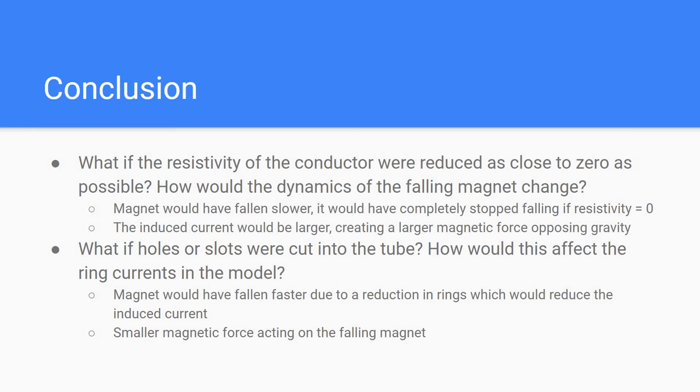If the resistivity of the conductor was reduced to as close to 0 as possible, the magnet would have fallen slower. It would have completely stopped falling if resistivity actually equaled 0. The induced current would be larger, creating a larger magnetic force opposing gravity.